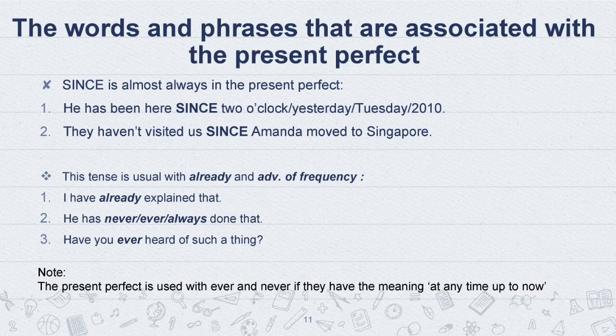But not for British people. Well, note, the present perfect is used with ever and never if they have the meaning at any time up to now.